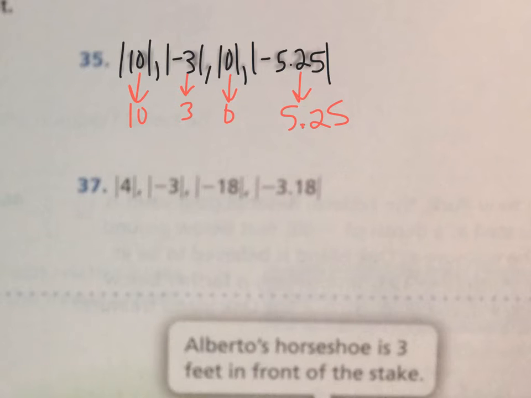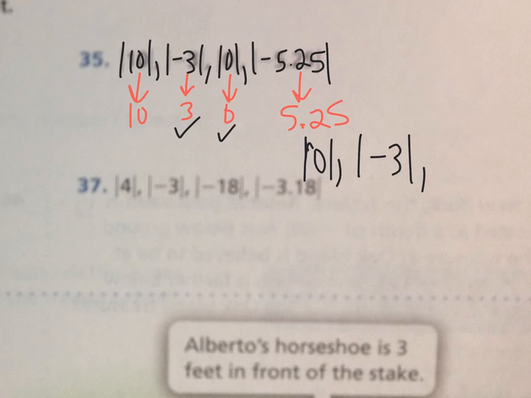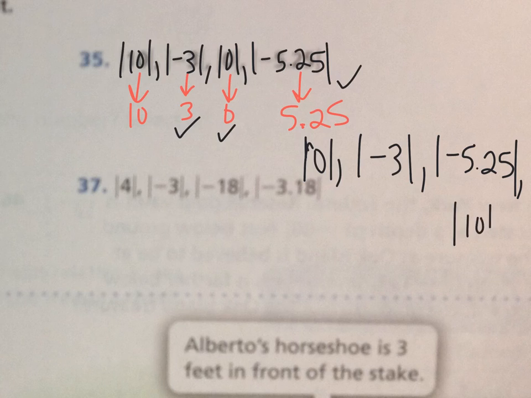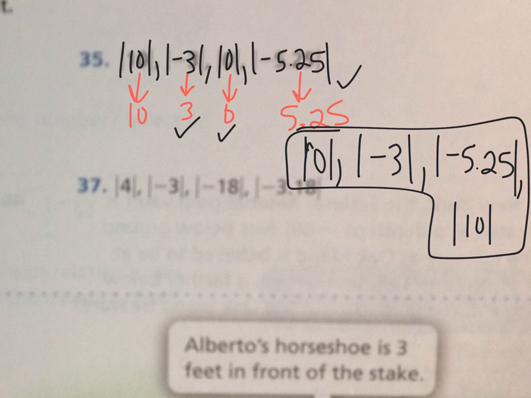So looking at those, the smallest number would be 0. Go back to what it was originally, which was absolute value of 0. Next smallest would be 3, so originally that was absolute value of negative 3. Next smallest would be the 5 and 25 hundredths, originally absolute value of negative 5 and 25 hundredths. And then that leaves us with absolute value of 10. So this would be how we want to write our answer for that problem. This gives you an idea of how to work with absolute values.